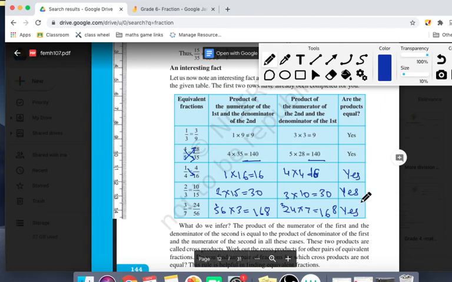So this is a very interesting fact, and with the help of this fact you can actually check whether whatever answers you have got are right or not. How can you check it? Let me give you a very simple example. If I give you 2 by 5 and you have to find its equivalent fraction, and you write 4 by 9, it is wrong. Here it should be 10, but you have written it wrong, right?